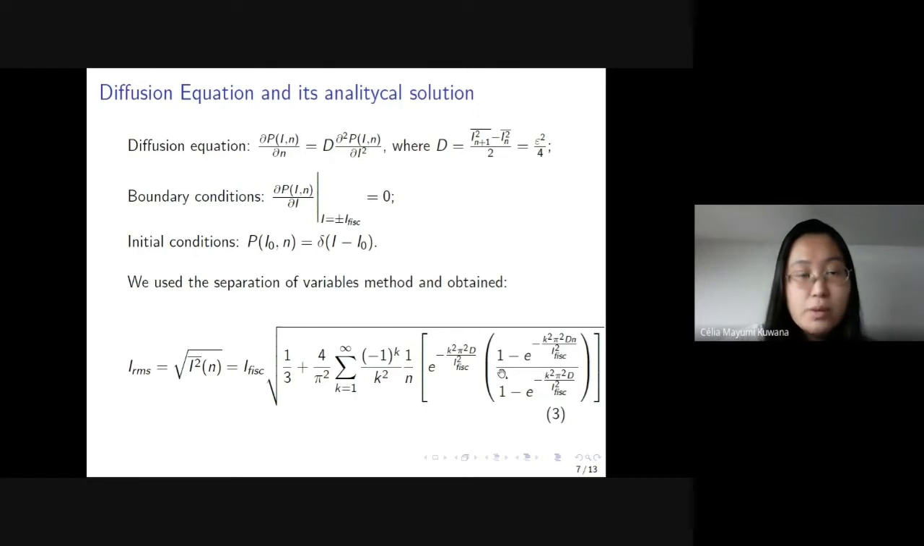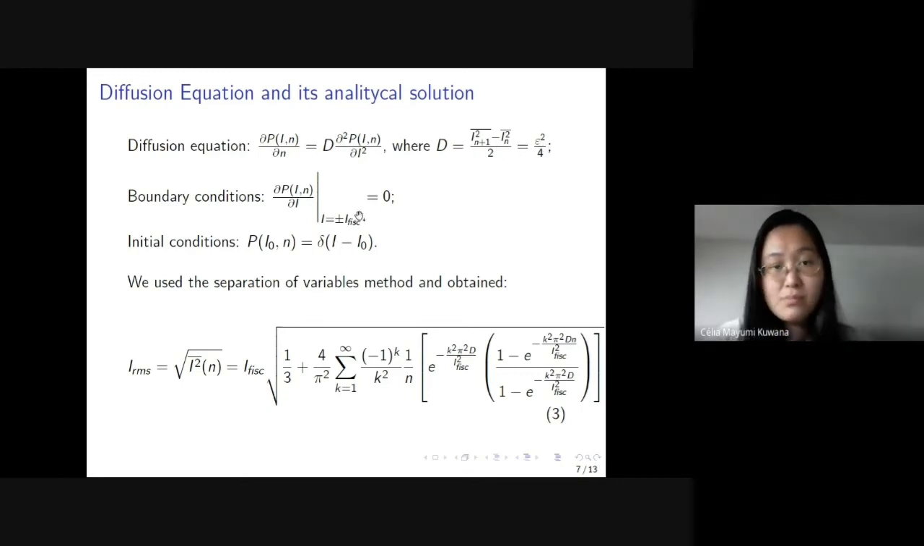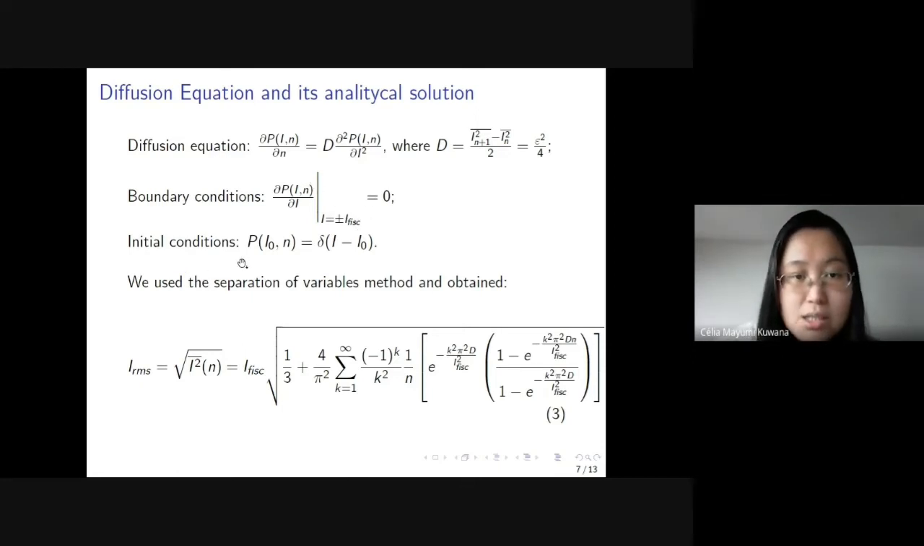The diffusion equation is used to describe the particles in the chaotic sea because their behavior is similar to the random walk. Here, P is the probability to find a particle with an action I in an instant n, and D is the diffusion coefficient defined by this expression. As boundary conditions, we have no flux on the first invariant spanning curve, as I said before, and the initial condition is described by the Dirac delta function.